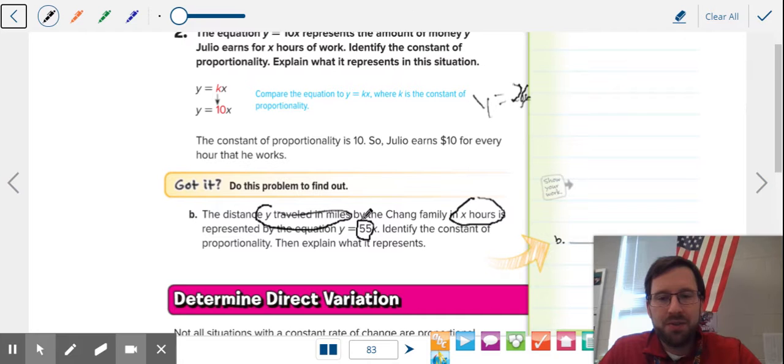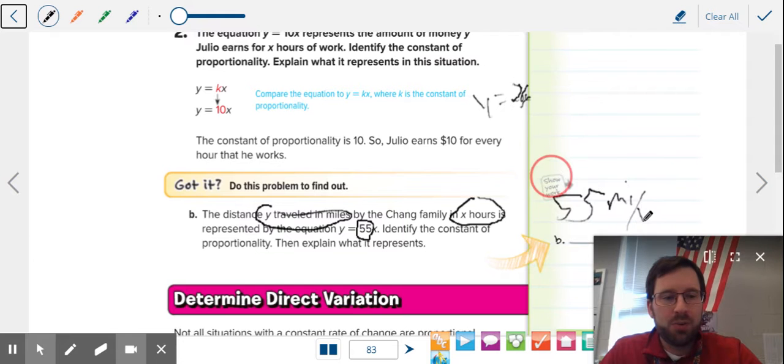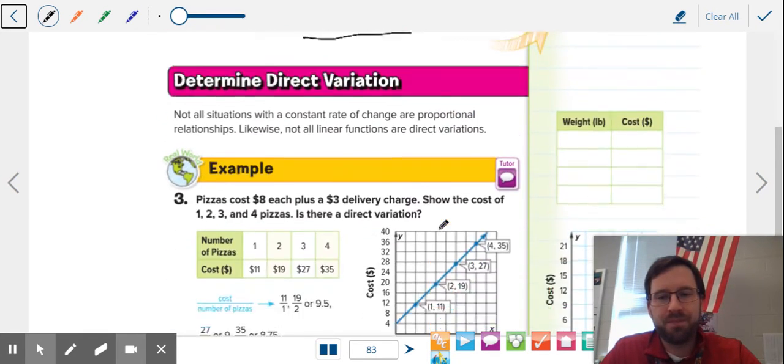I know this family is driving 55 miles, y, over x, always. It's always y over x. Boom. See how easy that was to do? What does that represent? That represents their speed, how fast they're going.